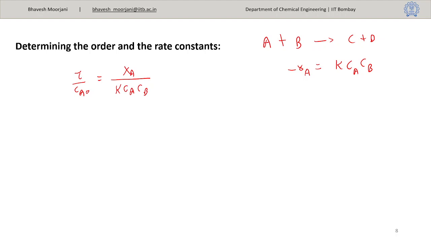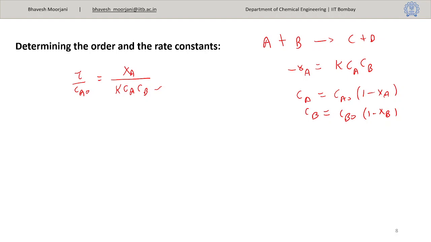Okay, now from conversion we also know that Ca is equal to Ca0 1 minus Xa. Similarly CB is equal to CB0 1 minus XB. Now we want to represent every term in this equation in terms of one variable, so for that we will write CB in terms of CA or XA.